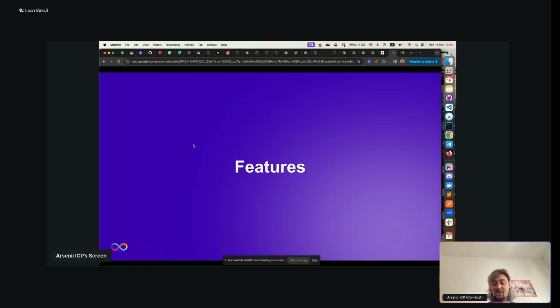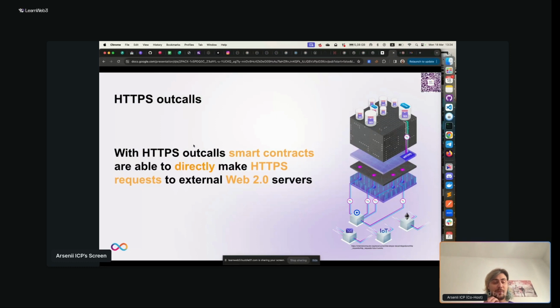So, some interesting features which we already have in our ecosystem. First of all, the most powerful and useful is HTTPS outcalls. It allows you to make requests directly from the smart contracts. So it helps you avoid building oracles, for example, or build custom oracles, which make more complicated logic related to off-chain data.